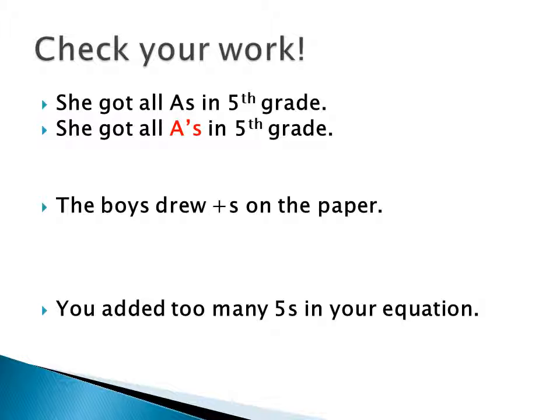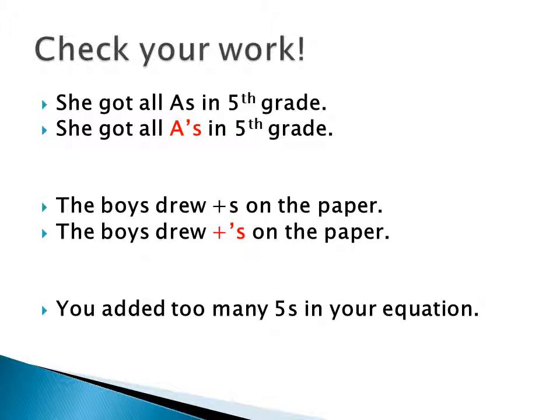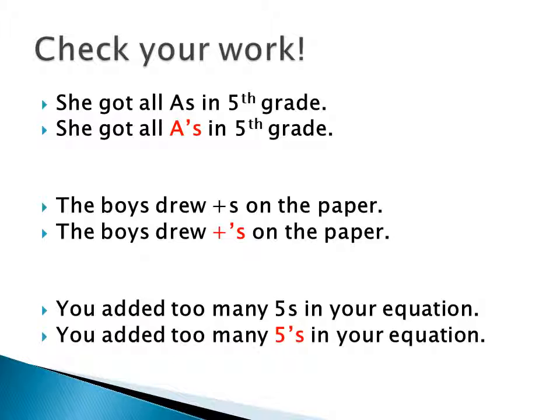Sentence 2 says, the boys drew pluses all over the paper. The sentence reads the same, but you should have used the plus symbol with apostrophe S. And the last sentence says, you added too many 5s to your equation. Again, the sentence reads the same way, but instead you would use a 5 with an apostrophe S.